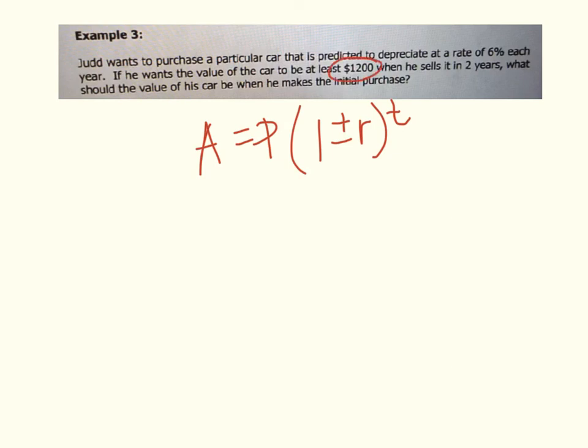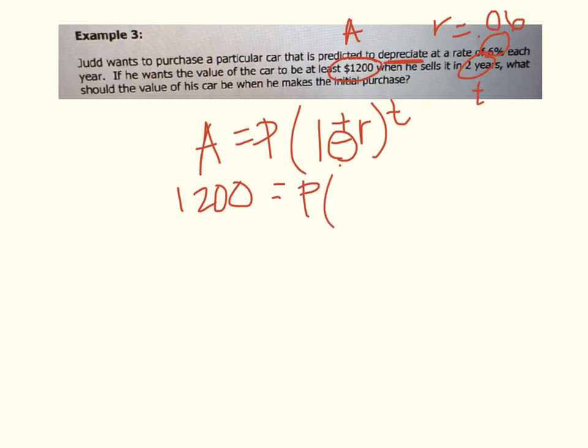1,200, he wants it to be at least that, so that would be the ending amount, so that would be our A this time. 2 years would be our T. 6% would be our rate, so that would be 0.06. And it's depreciating, so depreciating means I'm going to use my subtraction. So if I plug these values in, I have 1,200 is equal to P, that's what we're looking for, times 1 minus my rate, which is 0.06, raised to the 2nd power.